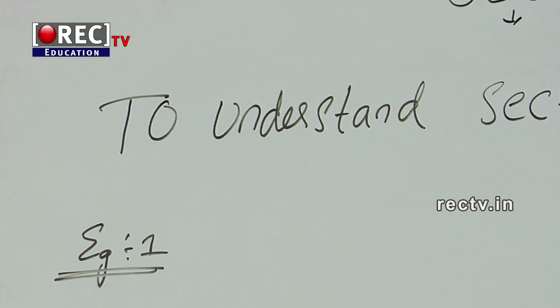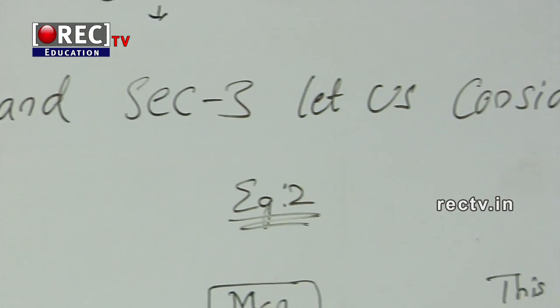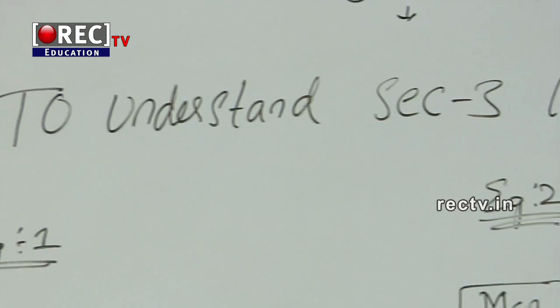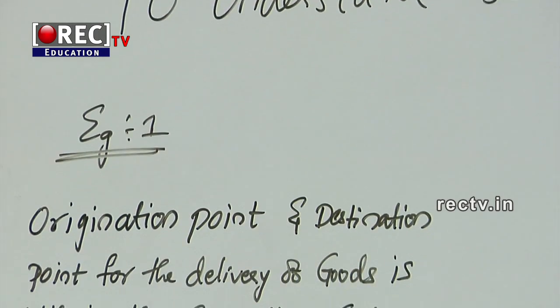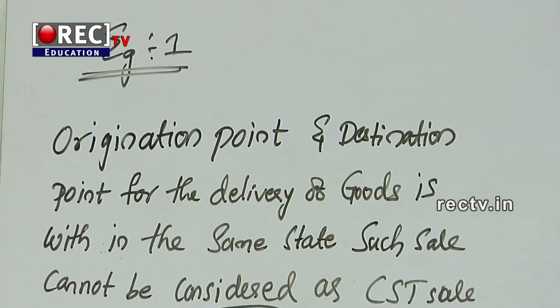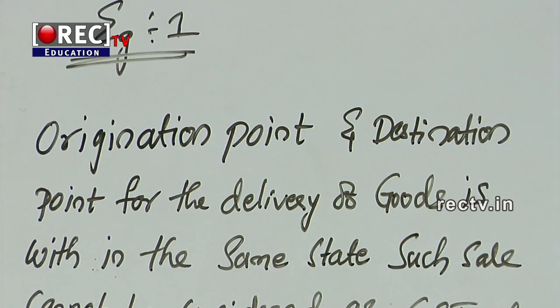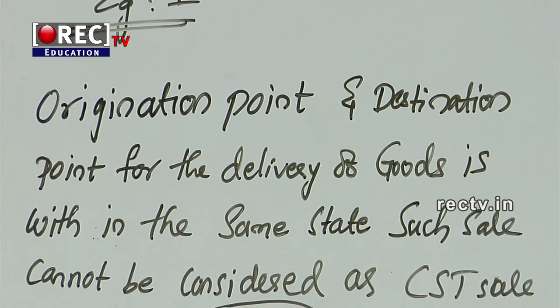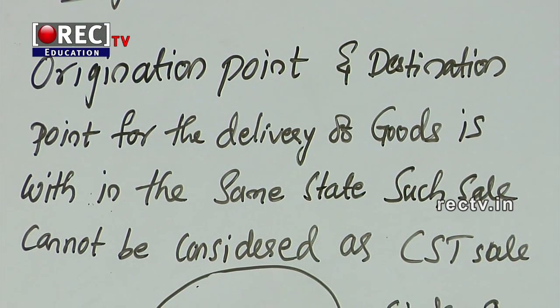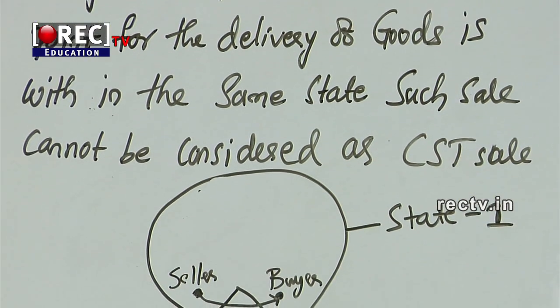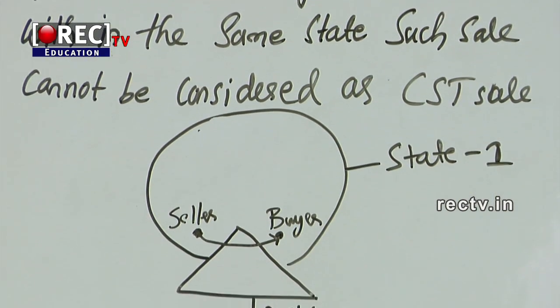Friends, to understand Section 3, let us consider two examples. Example number 1: the origination point and the destination point of the delivery of goods are within the same state. Such a sale cannot be considered a CST sale. Let us see a diagrammatic presentation example so we can understand clearly.